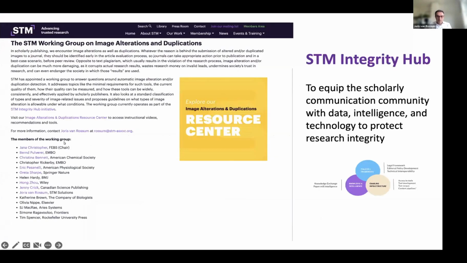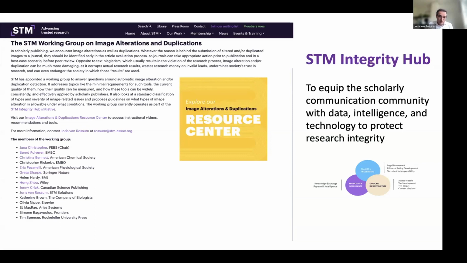This webinar is an initiative of the STM Image Alteration and Duplication Working Group, and you see all the members on the screen, and some of them will present to you as well. The working group is part of the STM Integrity Hub, which is a collaborative initiative to equip the scholarly communication community with data, intelligence, and technology to protect research integrity. And of course, images play a very important role in that.